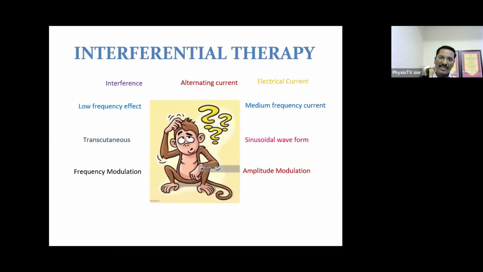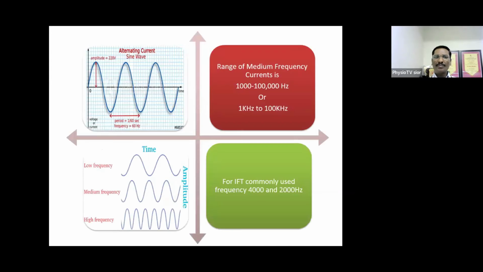Now, whenever it comes to interferential therapy, there is several terminology which comes across: interference, alternating current, electrical current, low frequency effect, medium frequency current, transcutaneous, sinusoidal waveform, frequency modulation, amplitude modulation. So we have a lot of things which come across. In today's lecture, we'll try to solve all this terminology and understand them.